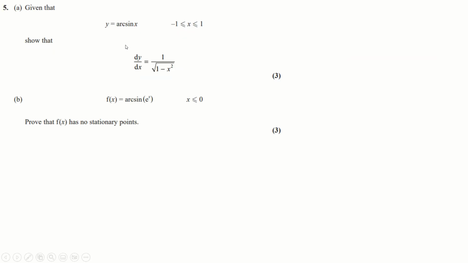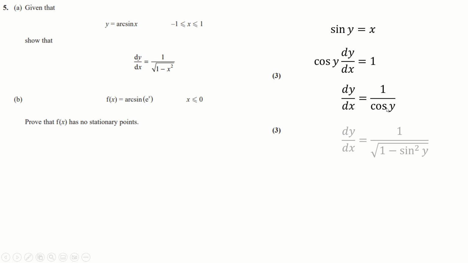Question number 5 then is quite a nice one. I mean, every single person will have been shown this in lesson time. You do sine of both sides, you do implicit differentiation, which is cos y dy by dx here. X differentiates to 1. Divide by that. Cos y is the square root of 1 minus sine squared y. And you have what they wanted you to get, because of course sine y is x, so sine squared y is x squared, and you put that in, and you have this.